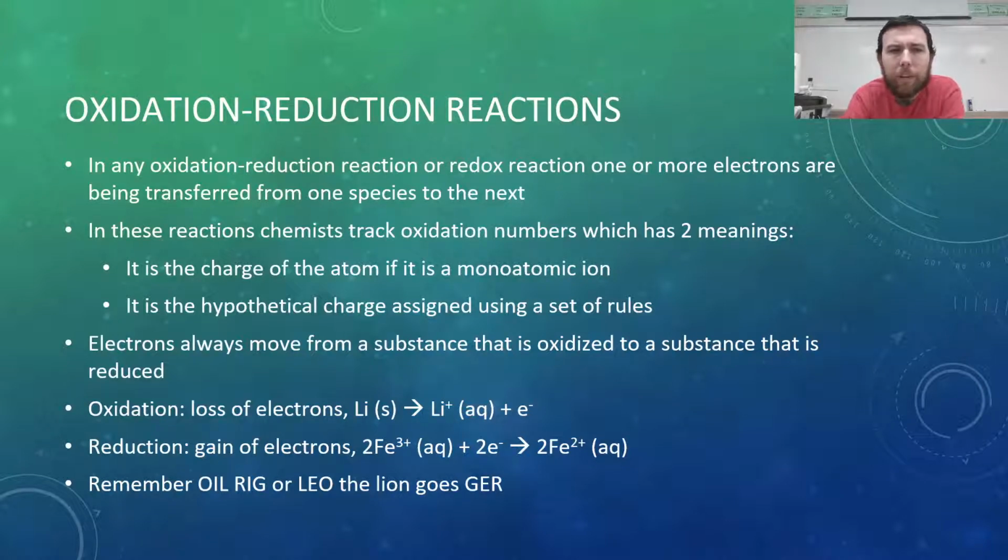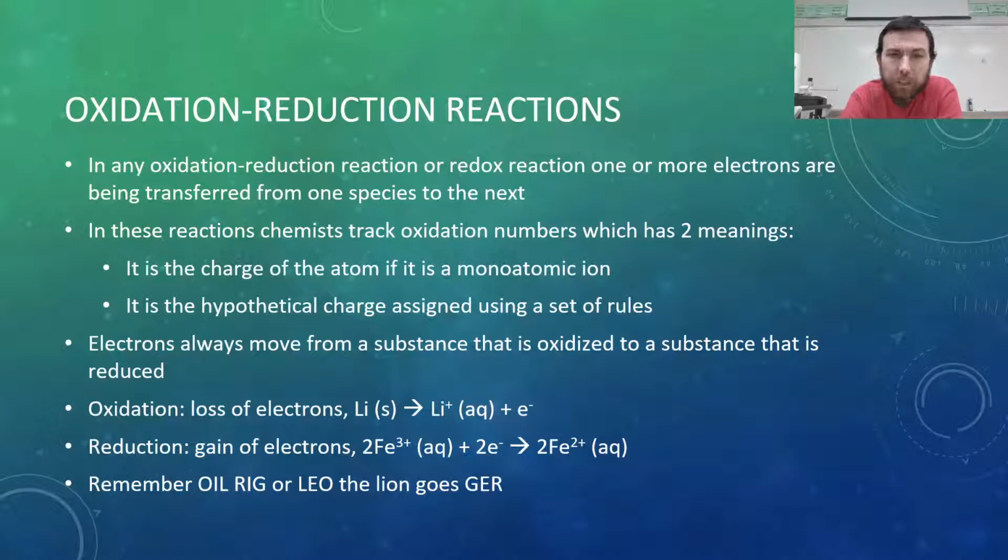If you look at the example I've shared, I've got lithium metal that's reacting and changing to aqueous lithium ion plus an electron. That would represent an oxidation reaction. The solid lost an electron in that particular process. That's why the electron is a product.